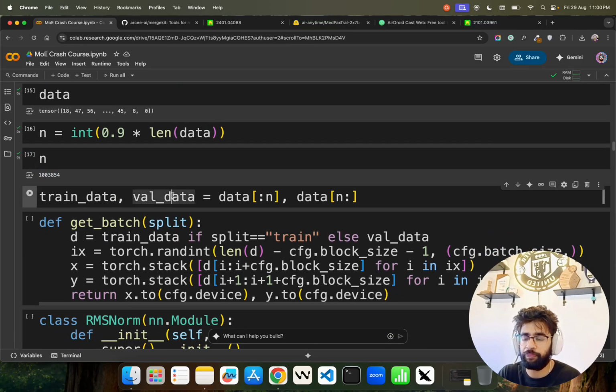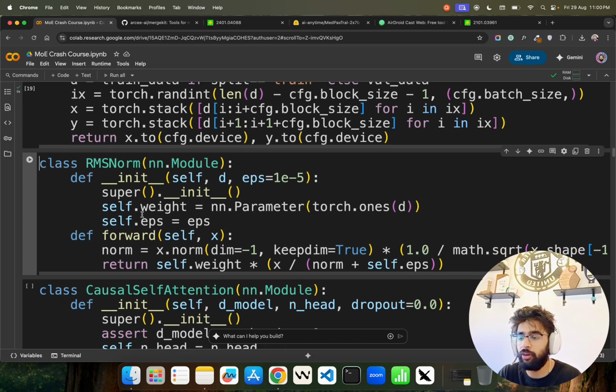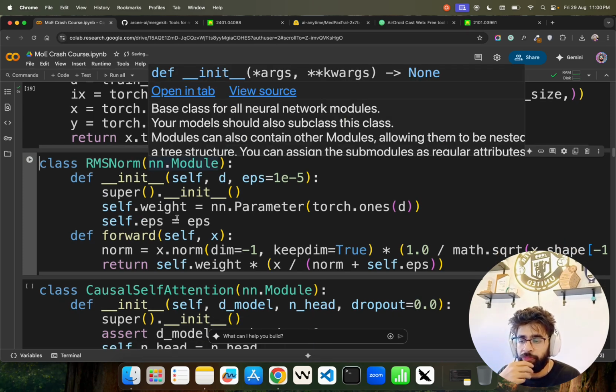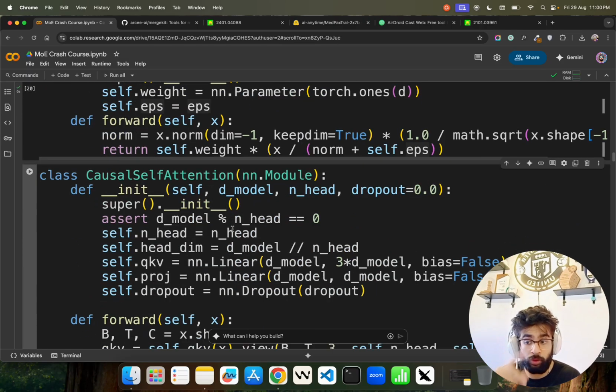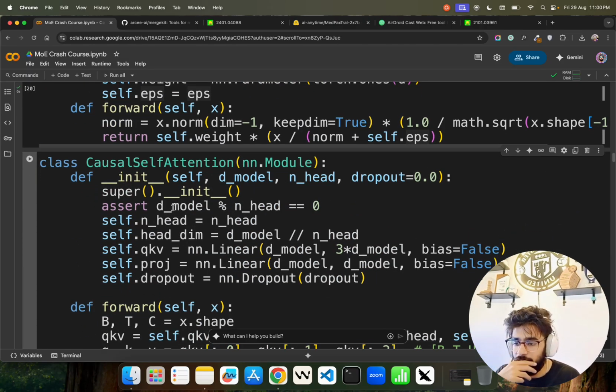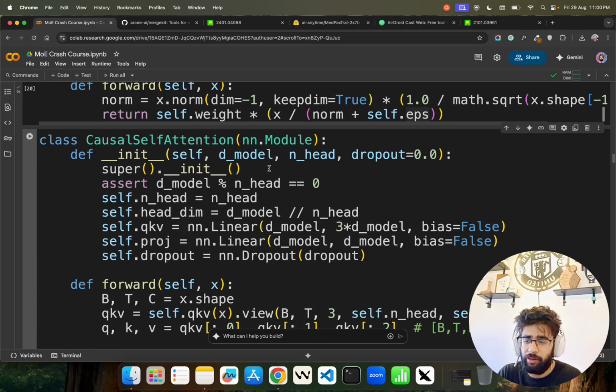Train data, we just split that. You can see it's pretty standard forward. Now you can see we have an RMS normalization here using the nn module, right? So we have a forward pass. You can see it over here. Pretty much, if you know transformer, you have to know transformer. There is no other way. And you can see we have a causal self-attention layer here with the nn module.